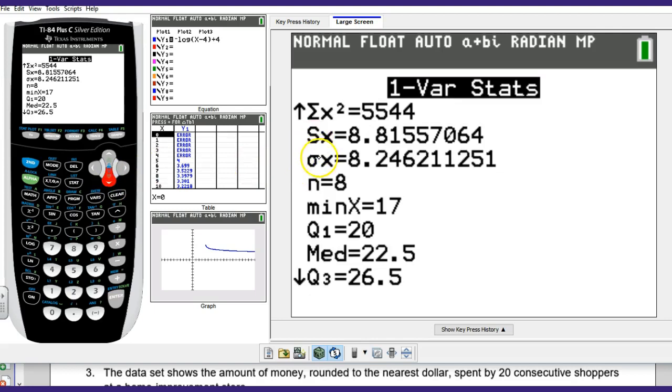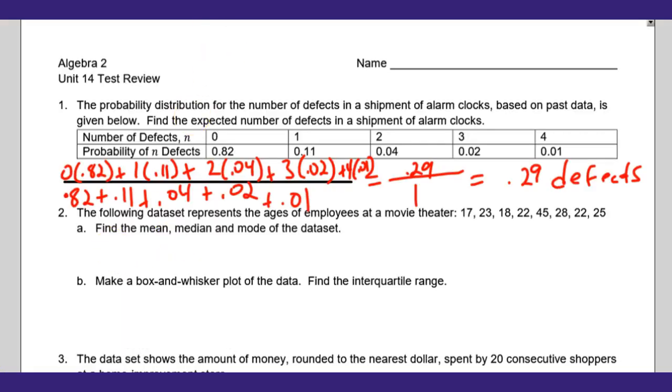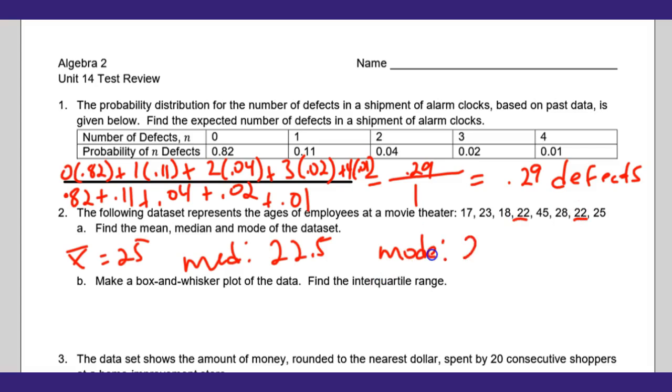What does it mean? Oh, median. The median would be, scroll down right here, 22.5, and the mode is going to be the number that appears the most frequently. So let's go back to our other screen. We saw that our mean was 25. The median was 22.5, and the mode, if you look, which number appears the most, is going to be 22. So the mode, guys, is 22.